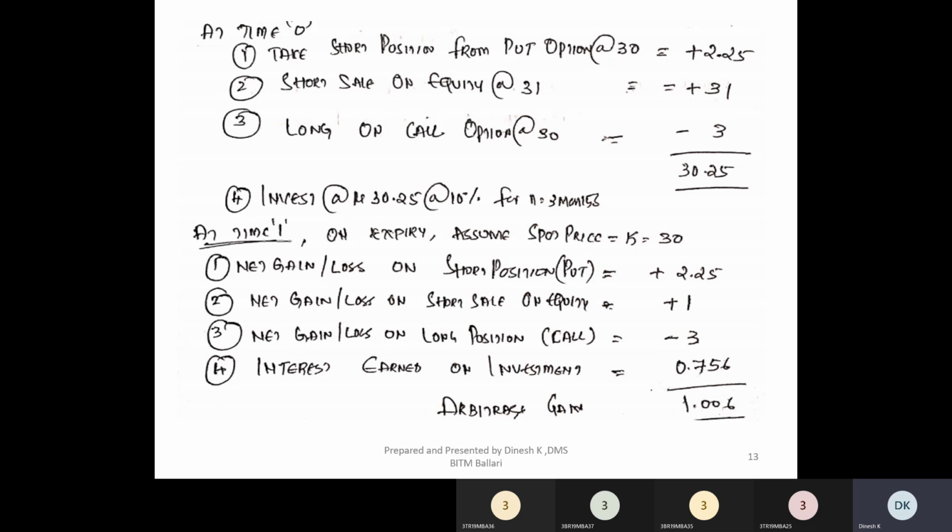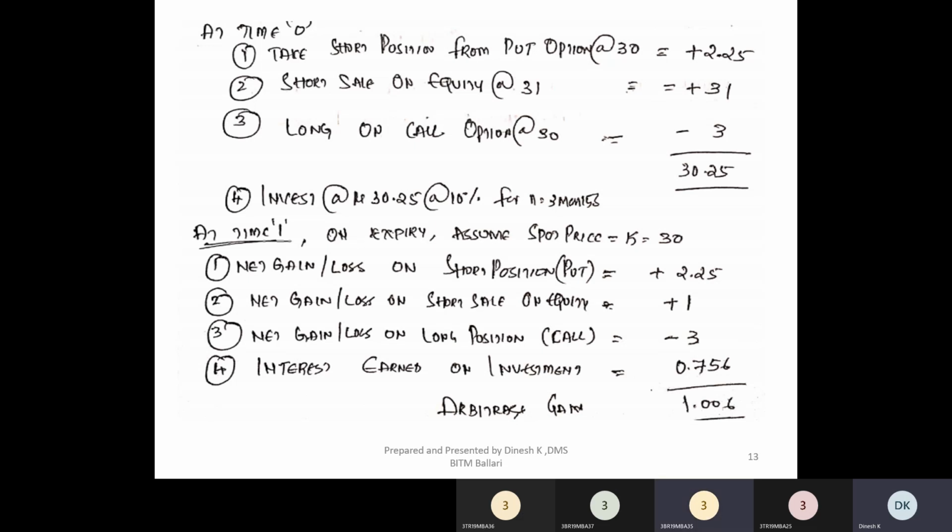So the second position you have taken is a short sale on equity at 31. Now the market price is 30, so you are making a gain of 1 rupee. You will buy the share in the market for 30 and give it back to the broker from where you borrowed it. You already sold the share at rupees 31, so you are making a gain of rupees 1 there. Clear? The second position is also clear.